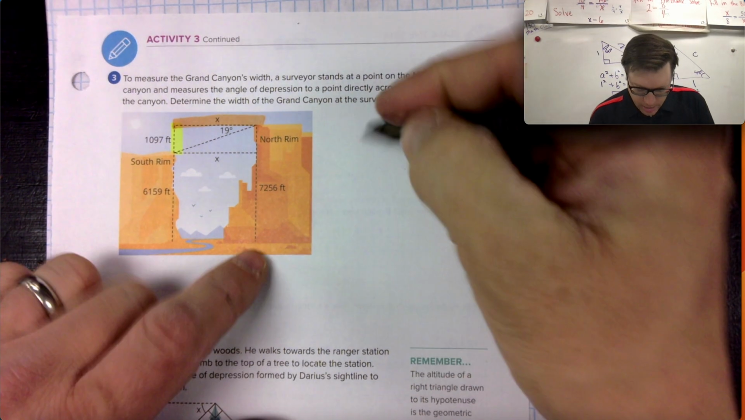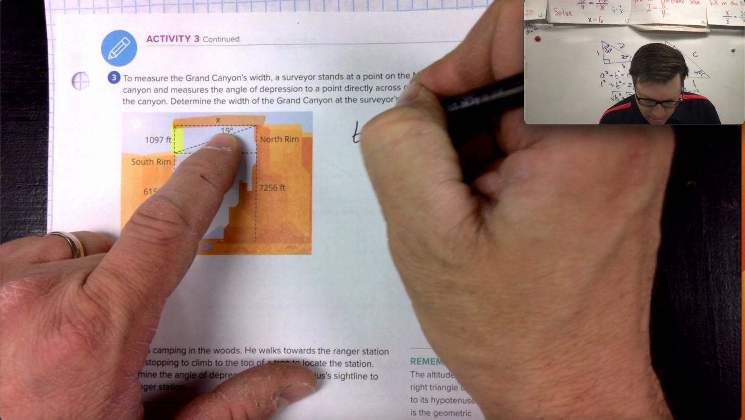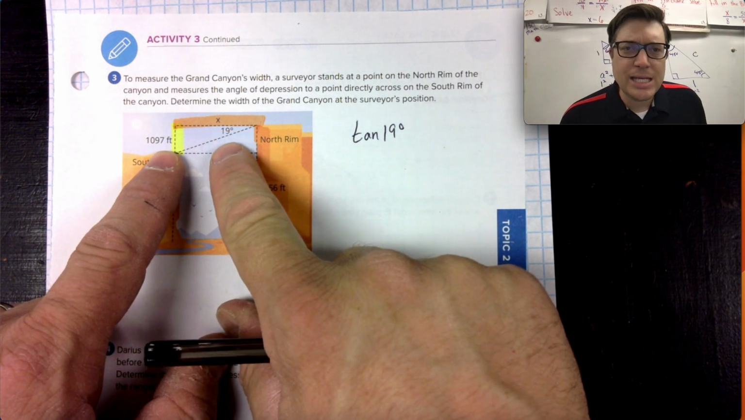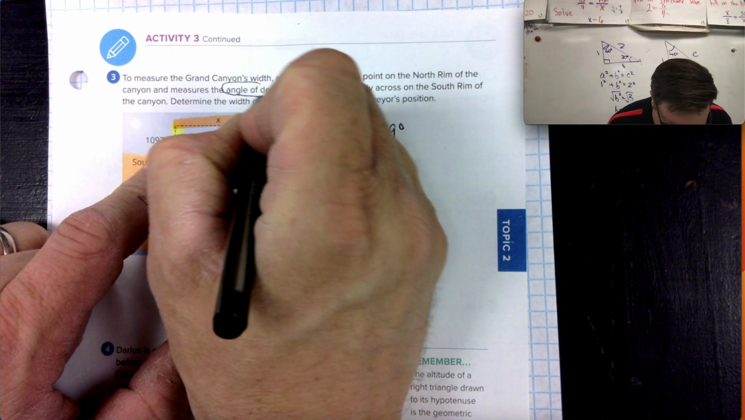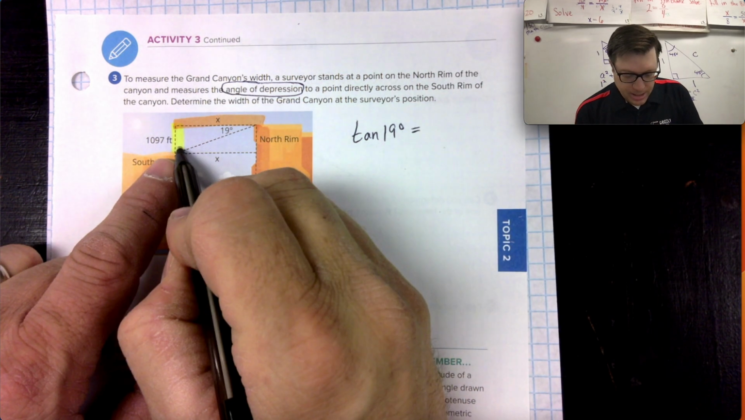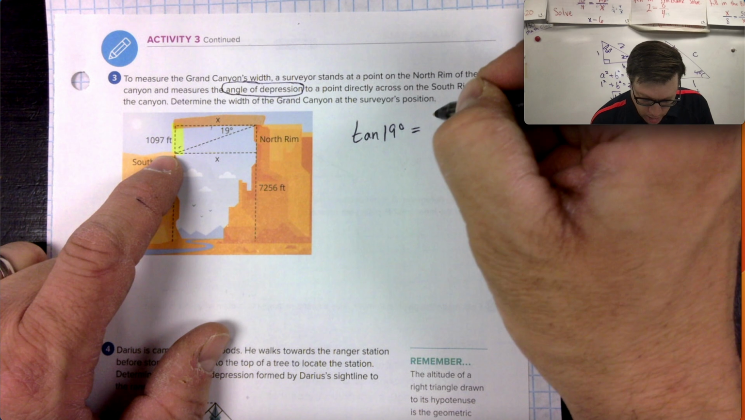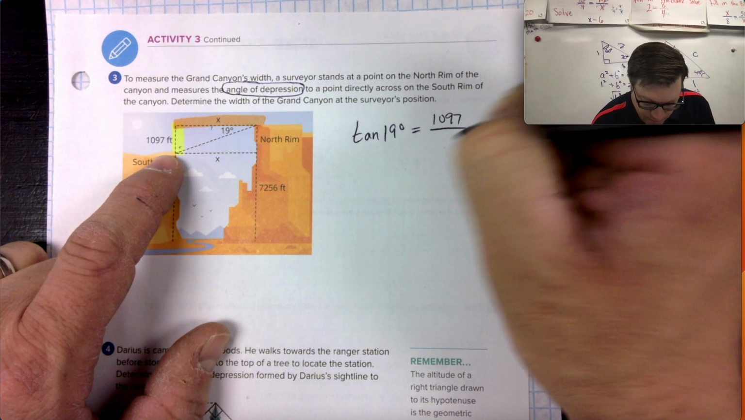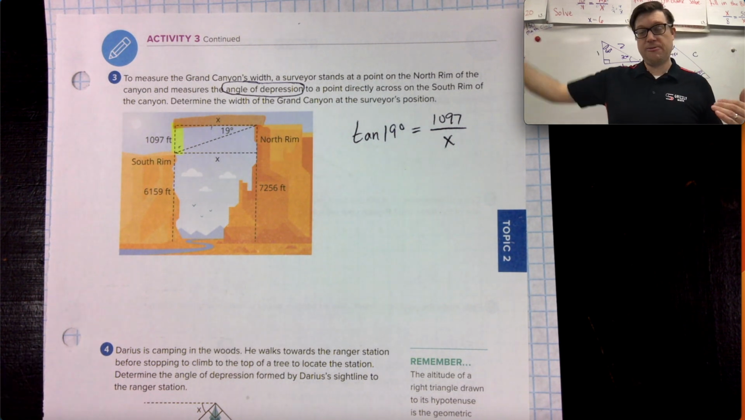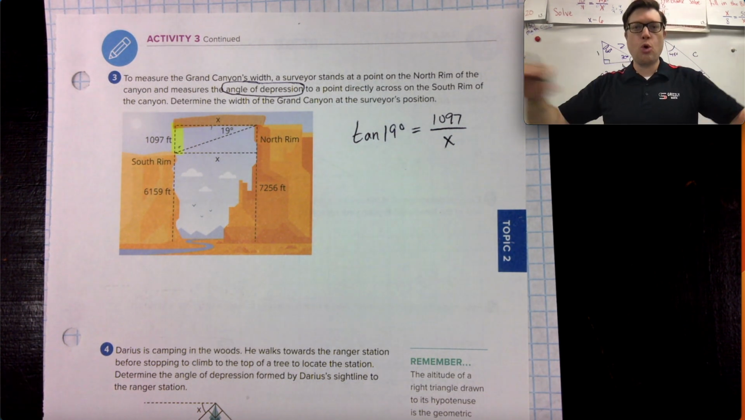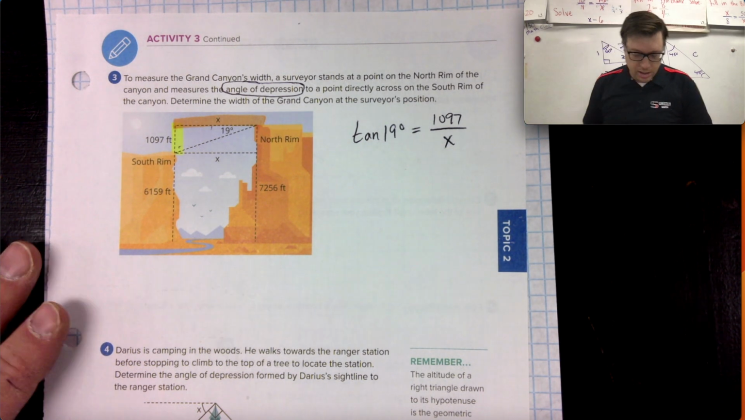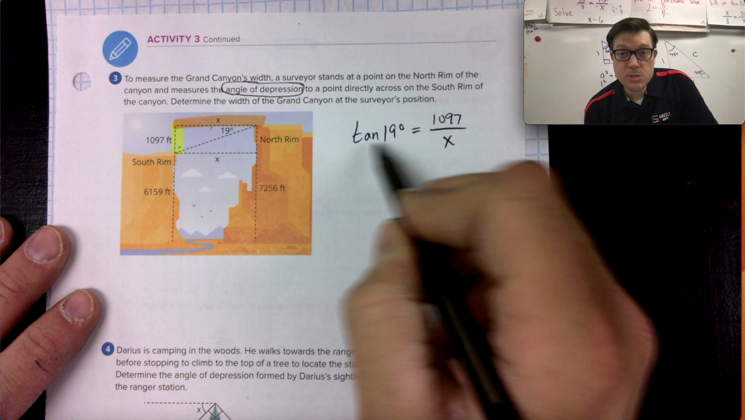Okay, so tangent of 19, because it's opposite and adjacent. The 19-degree angle of depression, looking downward. So therefore, it's going to be opposite over adjacent, 1,097 feet to X. And honestly, when you're there, you don't notice that it's 1,000 feet higher on the far side because it's so expansive that it just looks flat as you look across and then look down into the canyon itself. Okay, cross multiplying.